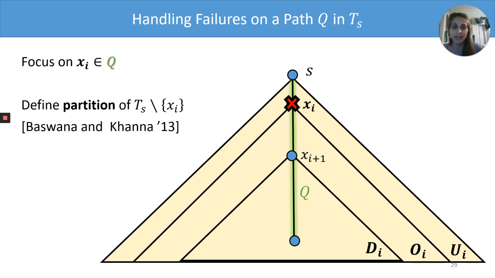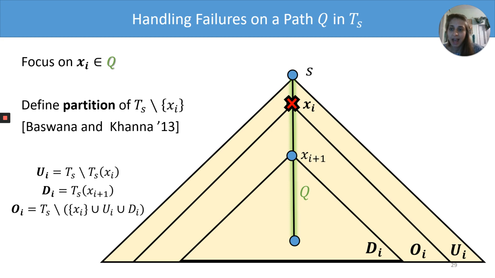So let us fix a failure, and we divide T minus the failure into 3 parts, and this partition was introduced by Botswana and Kahana. So the first part is UI, which includes all the shortest path tree minus the shortest path tree rooted at xi, like we see in the painting. The second part is DI, which is the subtree of the vertex in Q that follows our fault, like we can see in the illustration. And the remaining part is just the part in between, just like we see in the illustration. So we have 3 options for where T can be the target.